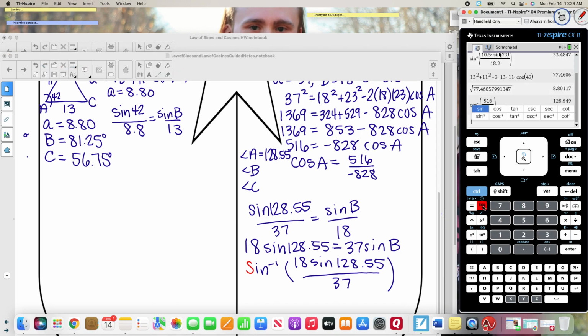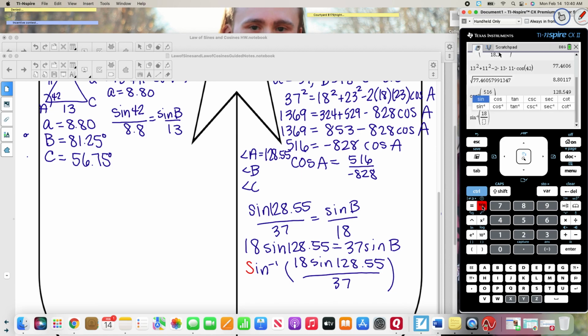Robert, what did you do wrong? I did just the equation, not the sine negative 1. I didn't put that it equals. Okay, so Elliot, inverse sine, then this is regular sine that I'm typing in. And I get 22.36.